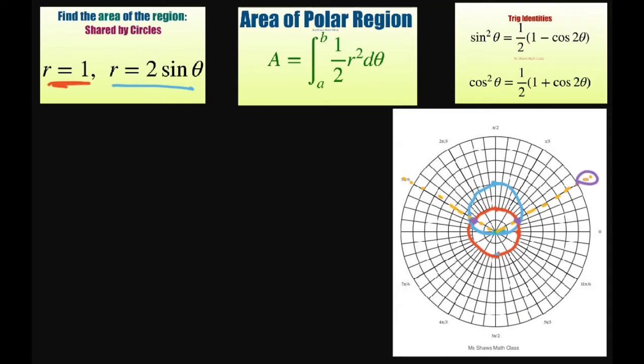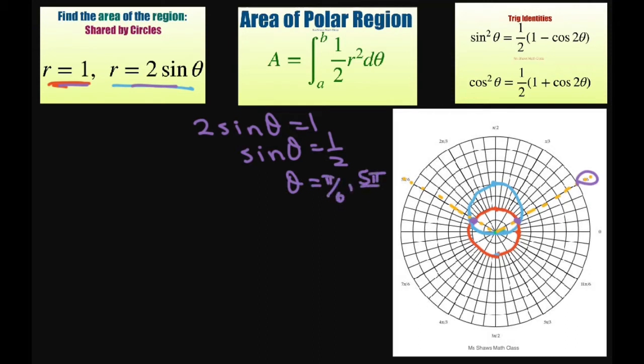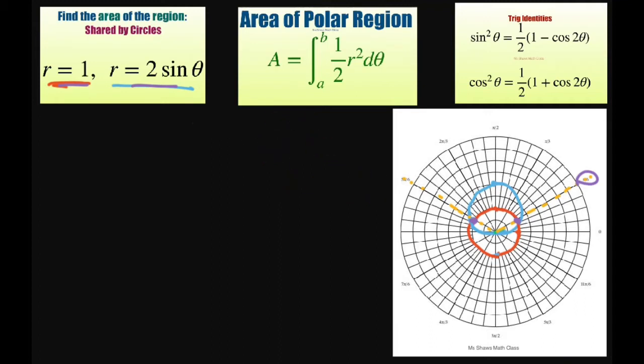And real quick, the way you find the intersections is you set these equal to each other. 2 sine of theta equals 1, so sine of theta equals 1/2. That occurs when theta is pi divided by 6 or 5 pi divided by 6. So there's where that comes from. Let's also notice from the graph that it's symmetric to our line pi divided by 2. So it's symmetric here.